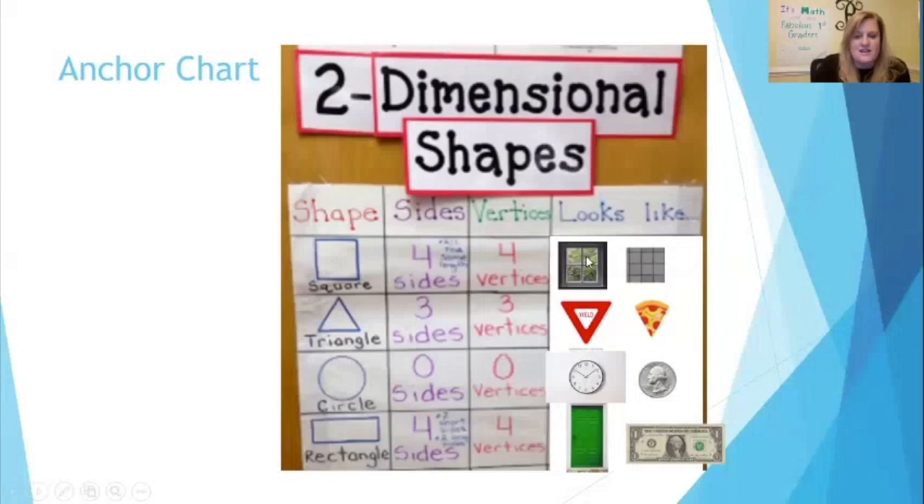Things that you can find in the shape of a square. A window is in the shape of a square. You might see tiles in a bathroom or on the floor that are in the shape of a square.